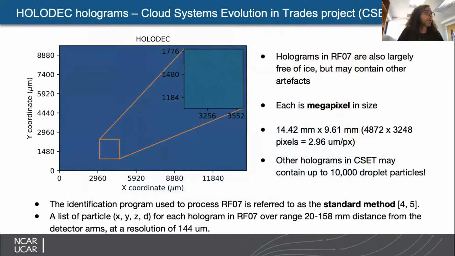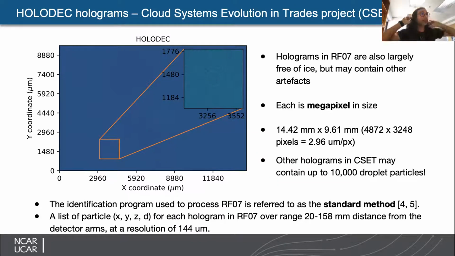So here's an example of one of the holograms obtained from RF07. Because these were obtained in the summer and a part of the Earth where it's relatively warm, it's mostly going to be free of ice, the examples that we have considered for this project. And we're mainly interested in trying to back out the liquid particles of these. So this picture here shows you an example, and they're huge, right? This is a megapixel size image. If you look at the X and the Y dimensions, it's thousands of pixels in each direction. And when that's converted into physical units, it's about 14 millimeters by about 9.5 millimeters in the plane here of what's being imaged.